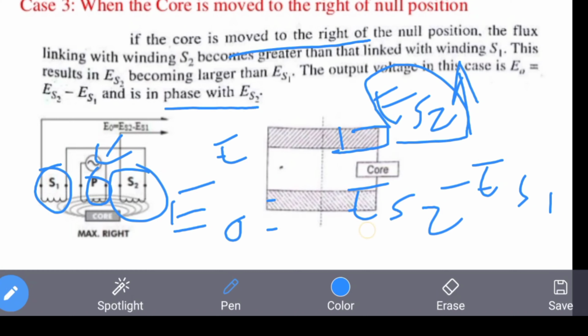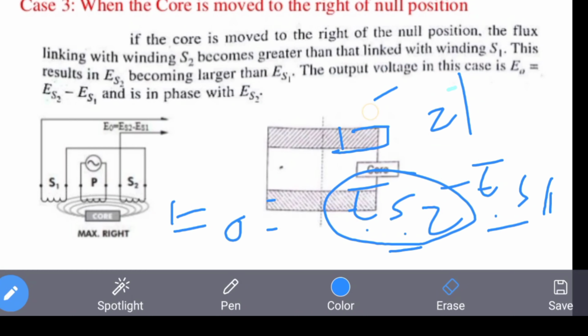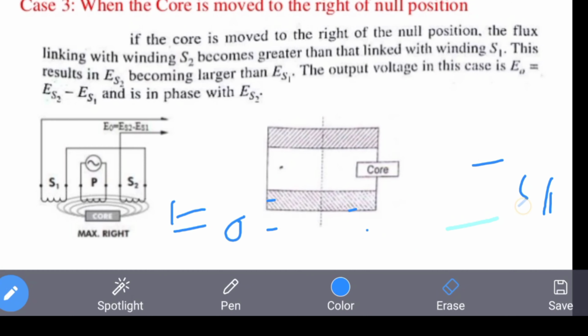E naught is not ES1 minus ES2. ES2 is more, hence we consider ES2 first, and ES1 will be less, whereas in the previous case 2 we considered ES1 minus ES2. Based on which voltage is more, that becomes first, and after that the second induced EMF, that is ES2. The diagram will be like this. You can see the diagram, clearly observe it, then you can understand what LVDT is and how it works. I think you understand the LVDT and how it works properly.